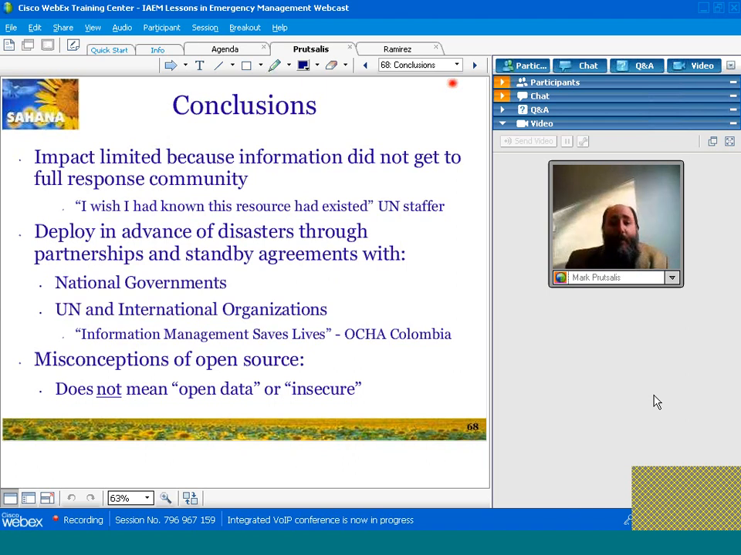People didn't know that these resources were available to them. In fact, I was told by a UN staffer at a conference some months ago that she wished she'd known that these systems were out there because they could have used them in Haiti. So improving that in the future is definitely something.